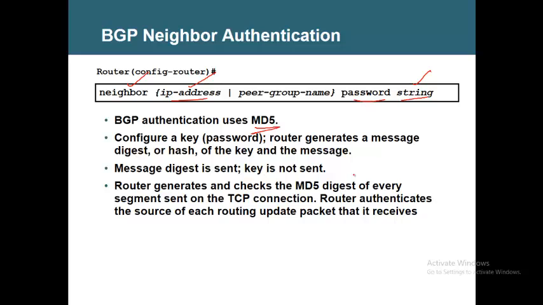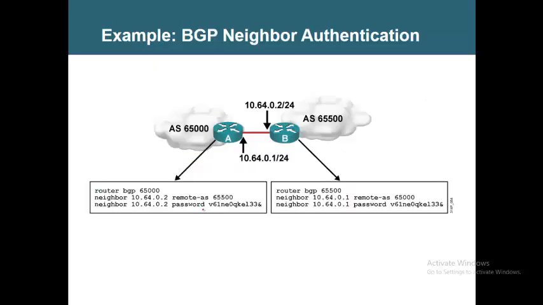The router generates and checks the MD5 digest of every segment sent on the TCP connection. Every single BGP conversation needs to get authenticated because BGP uses only TCP. The router authenticates the source of each routing update packet that is received. See the configuration: on both routers, we put the same password.